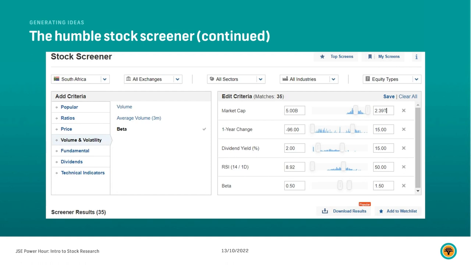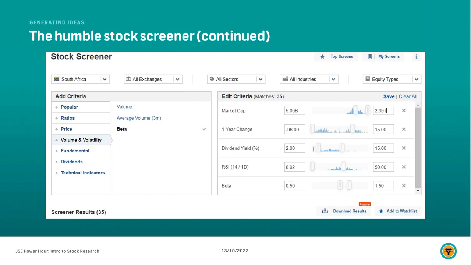So the ones I really like to use is firstly market cap. I prefer to invest in stocks that are slightly larger just because information is more readily available and it's easier to trade. Although if you are looking for small cap specifically, this is also a useful tool to make your universe smaller, right? So if you're looking for small cap stocks, you would want to look at something below 2 billion rand, and then you might start getting some really interesting stuff in that space. But for the purpose of this exercise, I've taken the screen to above 5 billion rand.